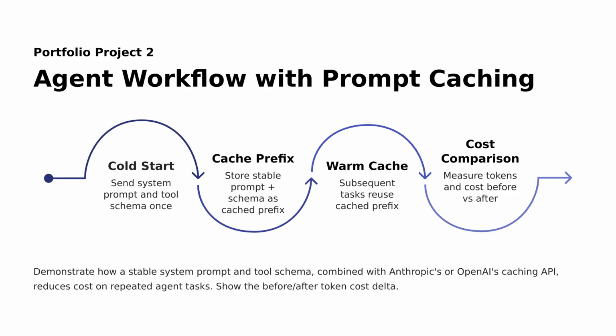This project shows an agent workflow optimized with prompt caching. On a cold start, we send the full system prompt and tool schema once. Then we cache that stable prefix, so future tasks can reuse it, instead of resending the same tokens. With a warm cache, repeated agent calls become more efficient. The key result is a clear before and after comparison of token usage and cost using Anthropic or OpenAI caching APIs.